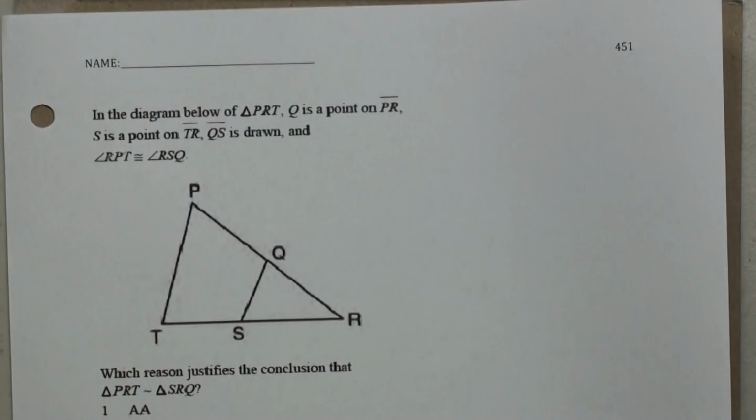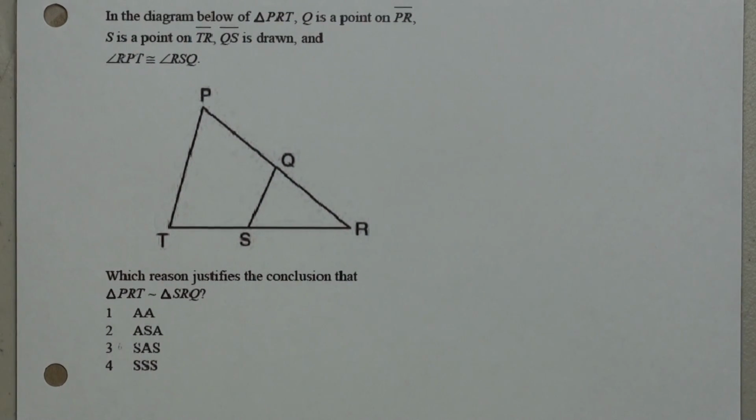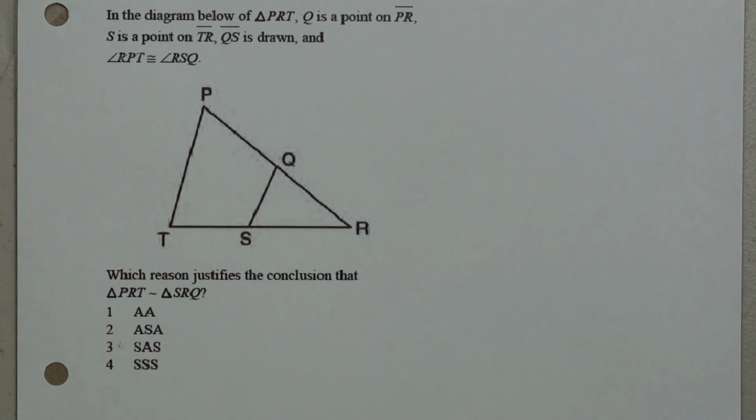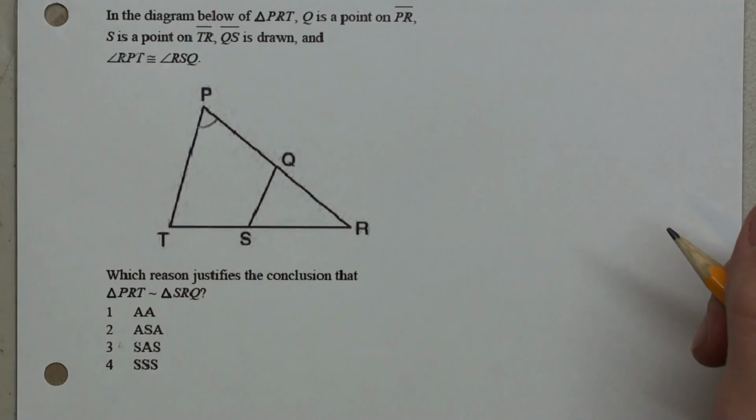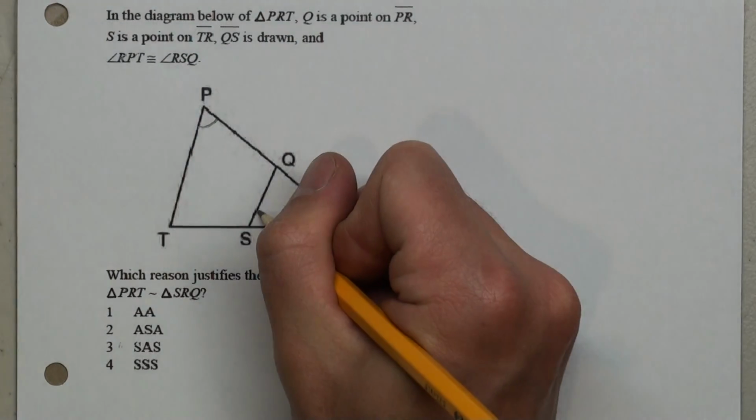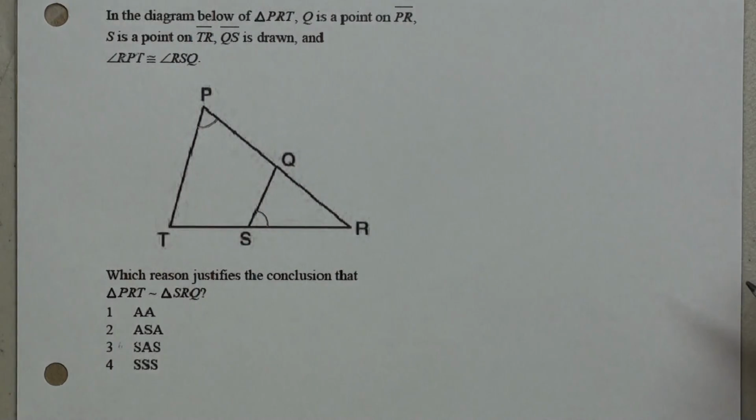451. In the diagram below of the triangle, Q is a point on PR, S is a point on TR, and QS is drawn. Angle RPT is congruent to angle RSQ. Which reason justifies the conclusion that the two triangles are similar?